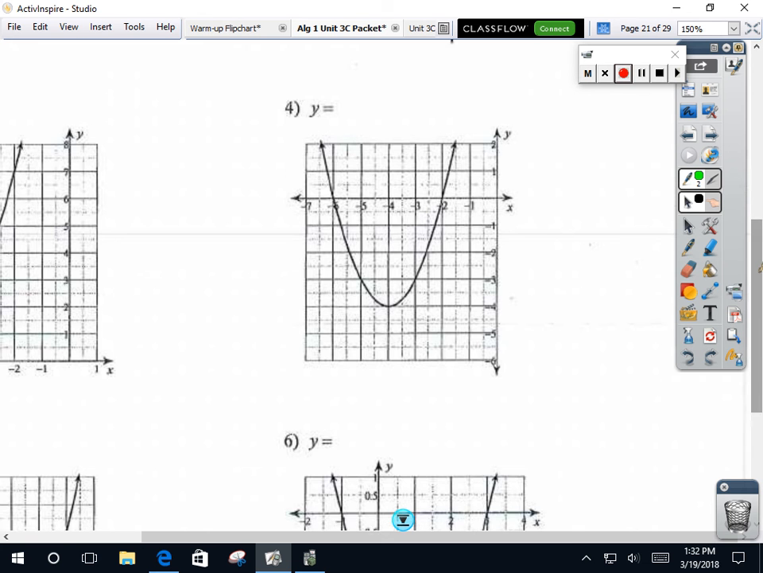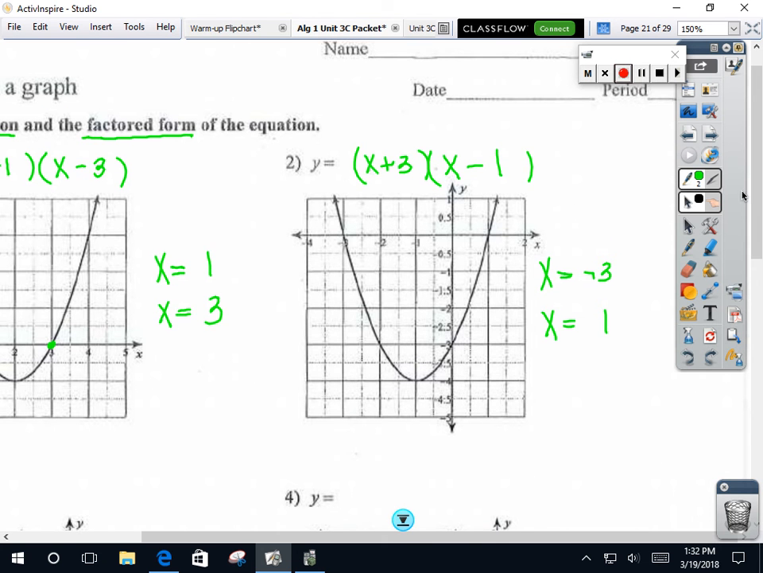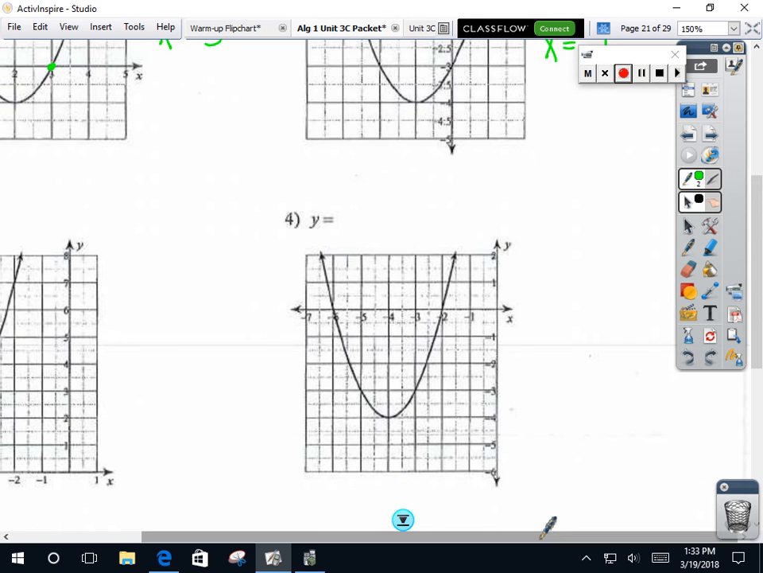What do you mean? Because, you mean from here to here? Because in factored form, it's always the opposite sign. Because think about it. If this was set equal to 0, you would set the x plus 3 equal to 0. And to solve for x, you would have to minus the 3 away from it, which is why it ends up negative 3. Okay, what's different about number 3?